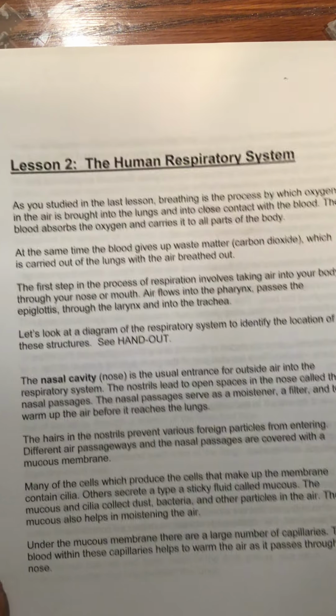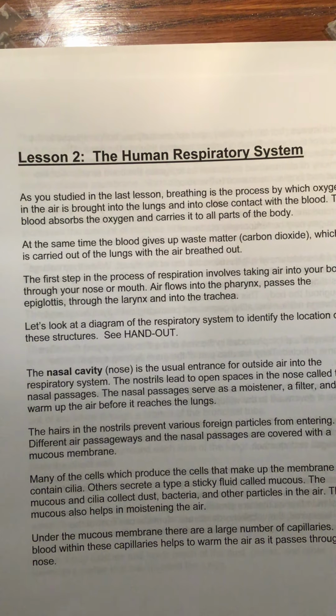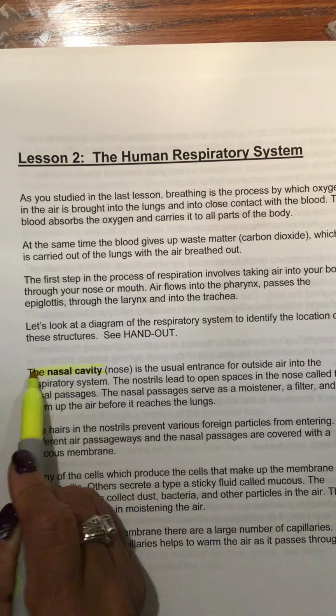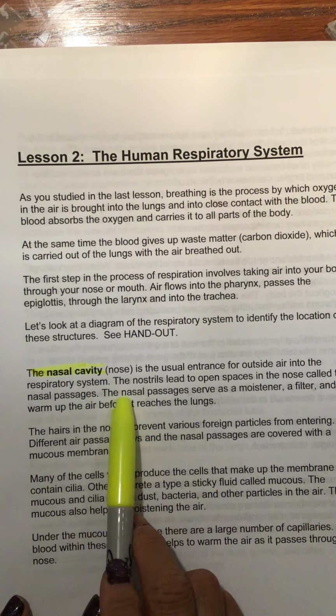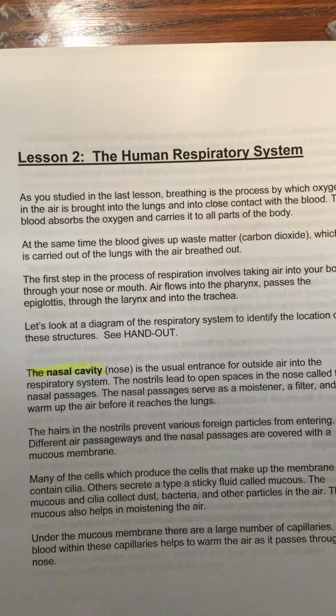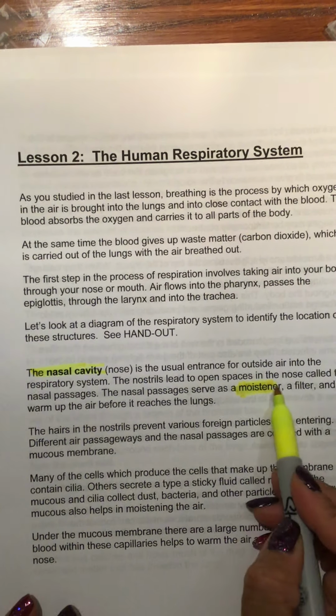So let's take a look at the anatomy in detail now. The nasal cavity is the usual entrance for the outside air, and there is an advantage to breathing through your nose. Of course, you can breathe through your mouth as well, but as you can experience, the nasal cavity or the nose would be the preferred entry for the air because it has advantages such as it moistens the air as you inhale it.